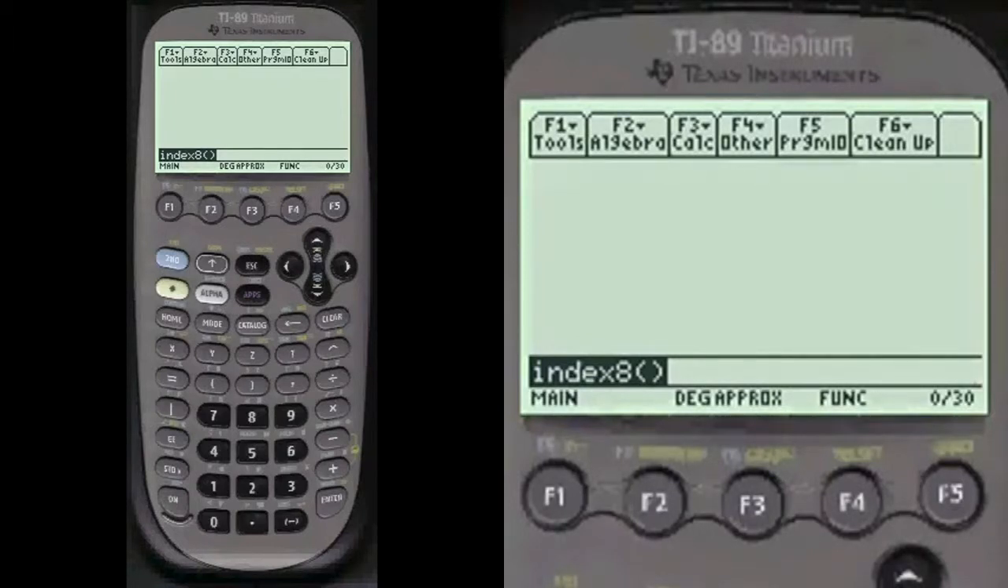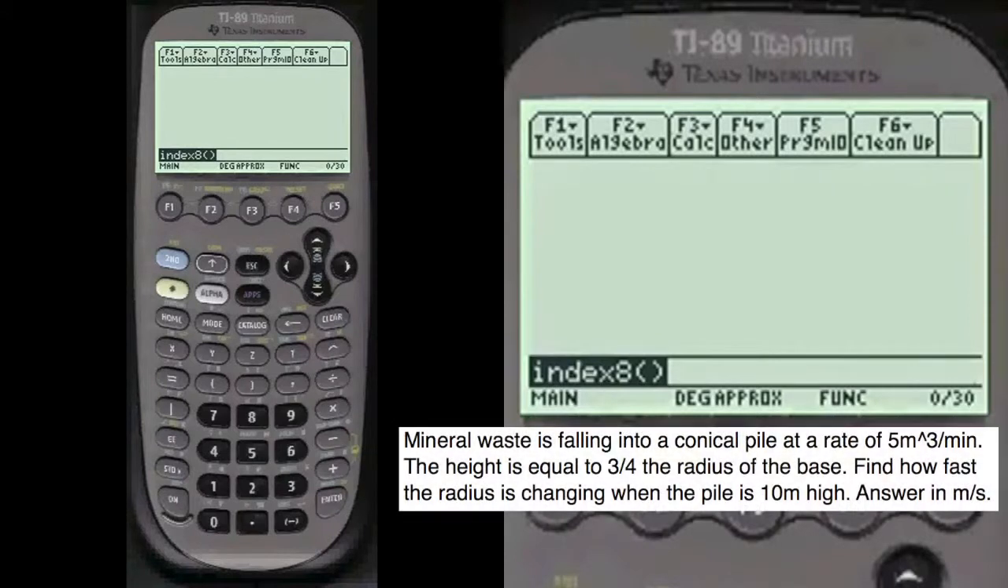I'm going to do a related rates problem for Calculus 1 regarding a cone and its volume. And this is off of Yahoo. This is a person that was panicked because he couldn't do the problem correctly. And if he had my program, there would have been no problem.